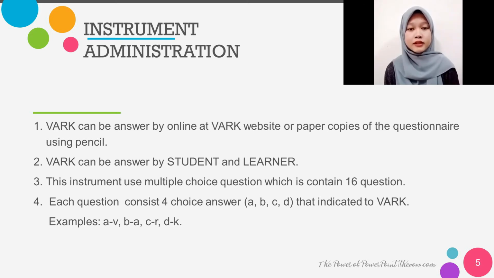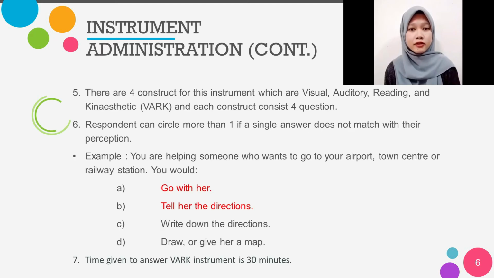Each question consists of 4 choice answers, which are A, B, C, and D, that correspond to VARK itself. For instance, A answers for visual, B answers for auditory, C answers for reading, and D answers for kinesthetic. There are 4 constructs in this instrument, which are visual, auditory, reading, and kinesthetic, and each construct consists of 4 questions.